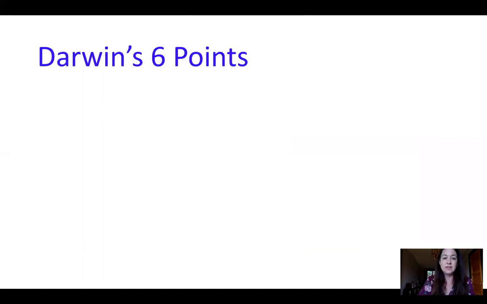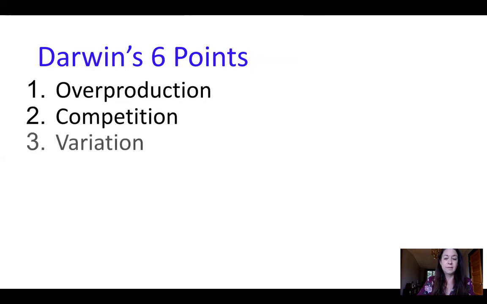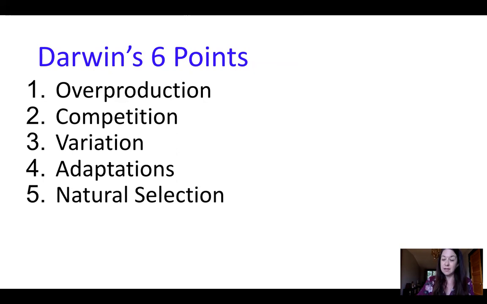So this leads to Darwin's 6 points. Now there's more to the story, but because of our time constraints, we want to kind of get to the point here. So these are Darwin's 6 points. Again, notice this is in blue now, so this is stuff we need to know. I'm going to give you just the 6 list, and then we'll go through and explain each. So if you notice that there's overproduction, competition, variation, adaptations, natural selection, and then eventually speciation.